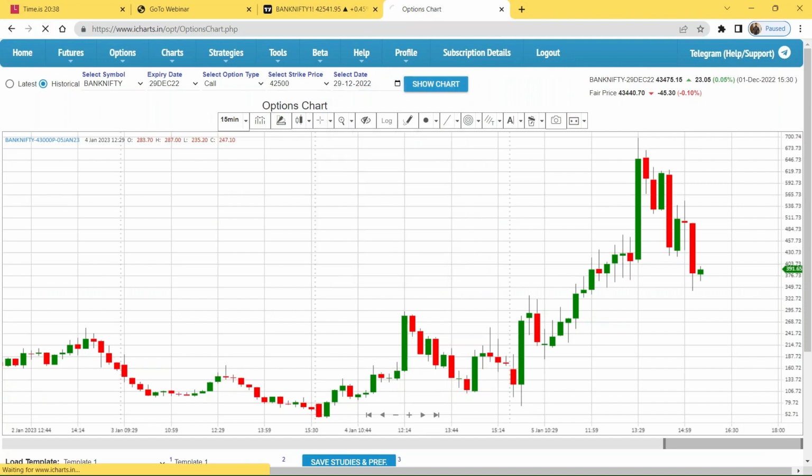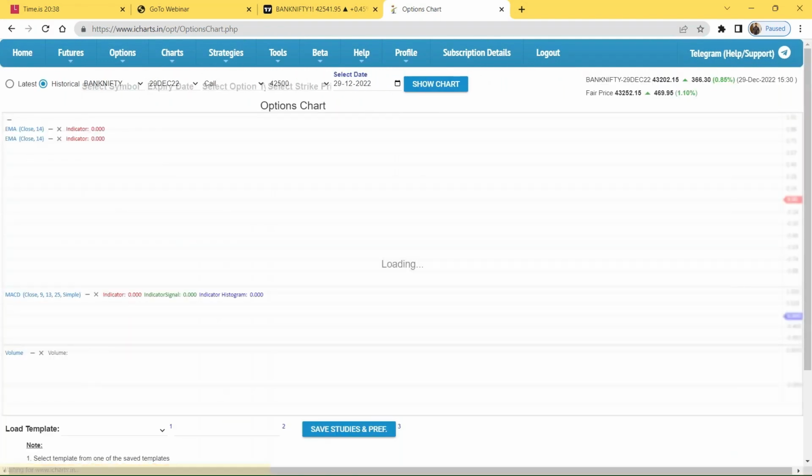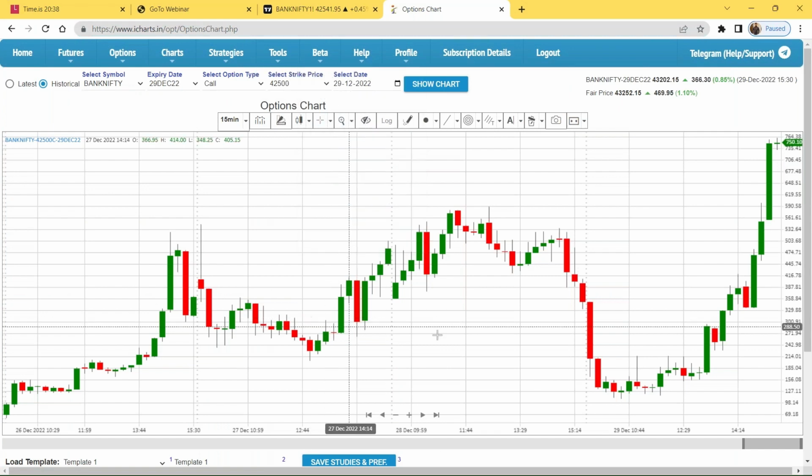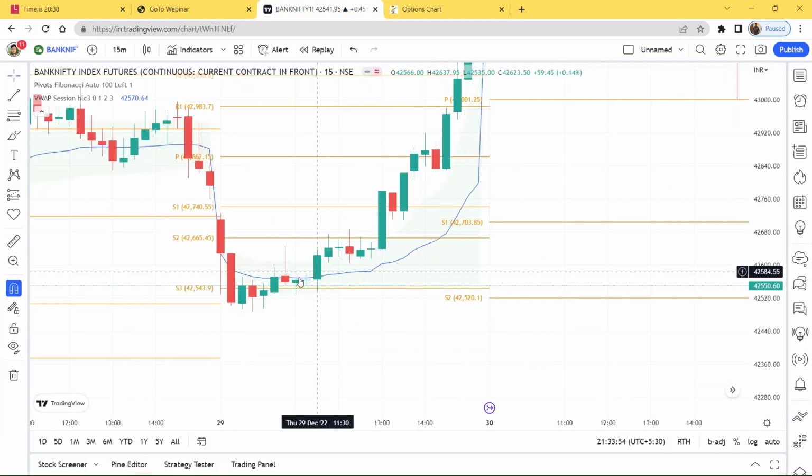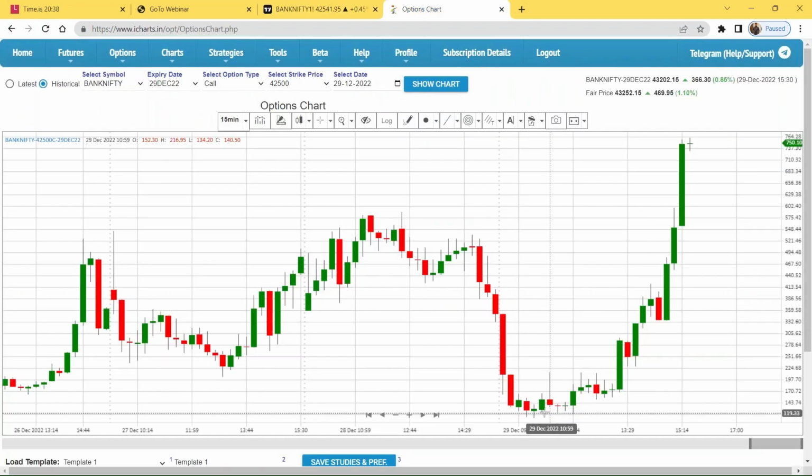Okay, show chart. This is 29th of December and the candle here is 10:30. The high of this candle is 166.3. So where will we place our buying orders? One rupee rounded off to the upper side, that is 167.